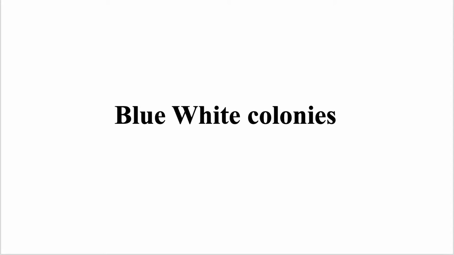Okay, so the other type of screening is known as blue-white colonies. As I mentioned before, we discussed screening based on using the antibiotic resistance gene, and in this case, we use another gene that codes for an enzyme, and the presence of the enzyme is detected by the appearance of blue colonies in the Petri plate or in the agar plate. So all those colonies that are blue in color will be non-transformed, and those colonies that are white in color will be transformed. So we'll see how it works.